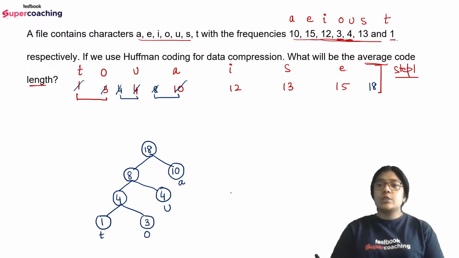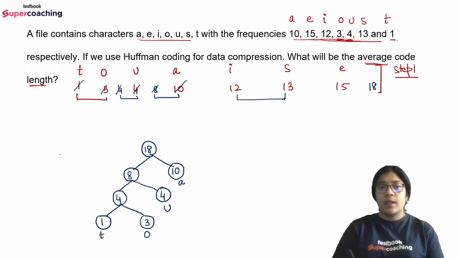Take the next two minimums. Next two minimums are 12 and 13. So I'll be taking 12 and 13. 12 is smaller here, so we'll keep this on the left hand side. This is I. And then the next minimum is 13.